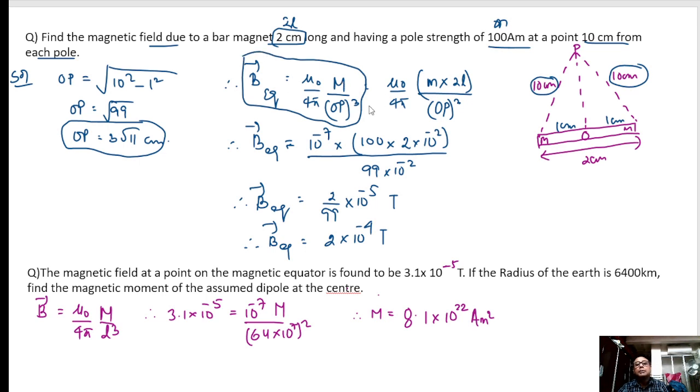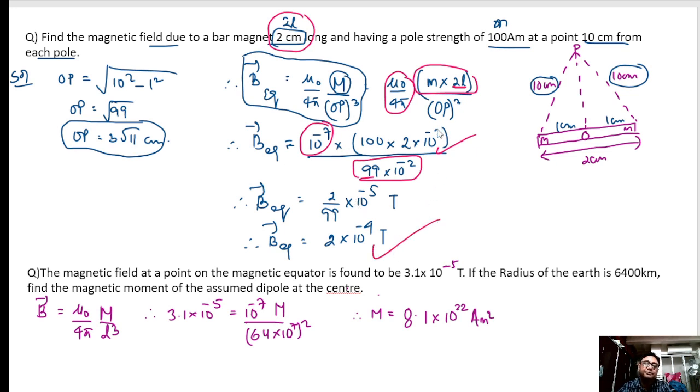The formula is about the equatorial, where this M is actually M into 2L. So putting all the values, the total length of the magnet is given to us. This is the 2L. Mu 0 by 4 pi is 10 to the power minus 7. We have used it. And OP, the distance, is given to us. So calculating it, we are getting this is the magnetic field.